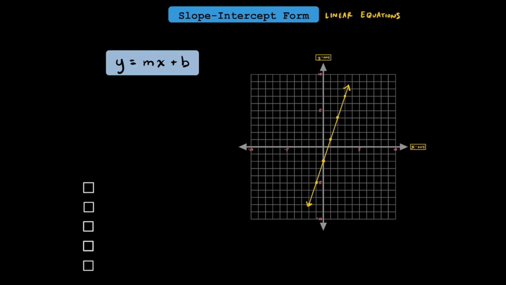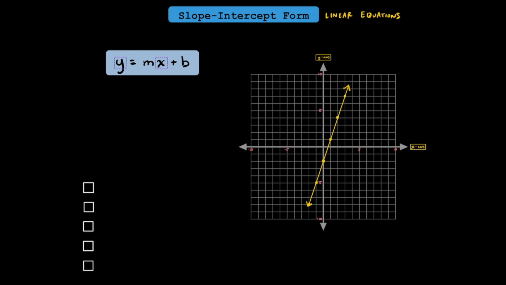Linear equations typically represent situations where we have a constant rate of change, and when put on a graph, we'll see that it always creates a straight line. While there are three main forms of linear equations, we're going to be focusing on slope-intercept form in this video. Here's the equation right here.